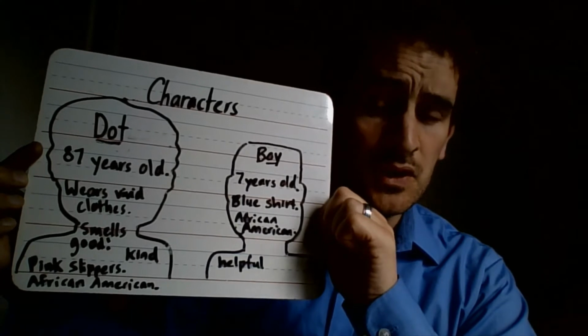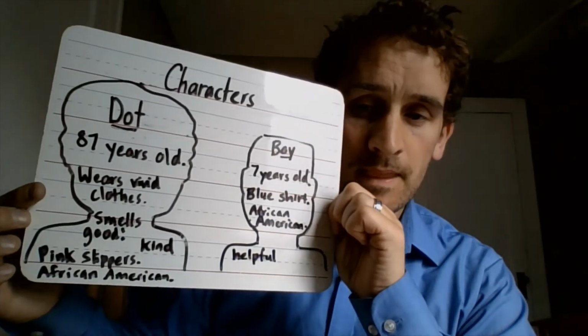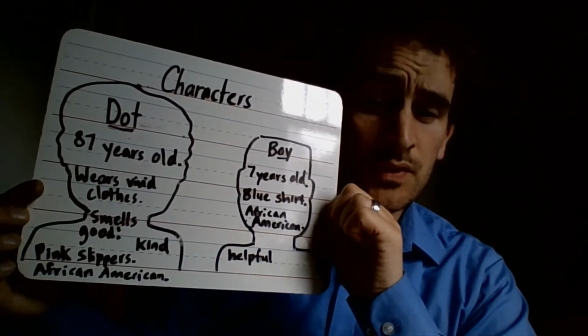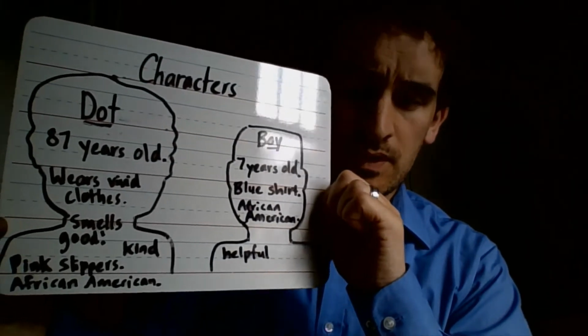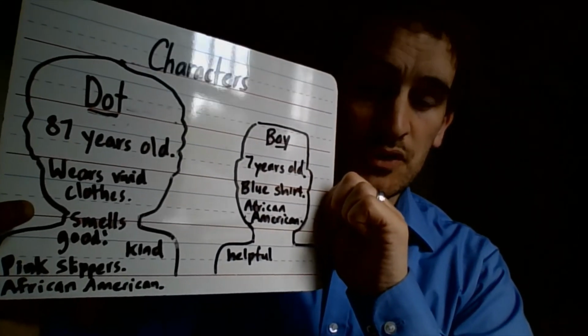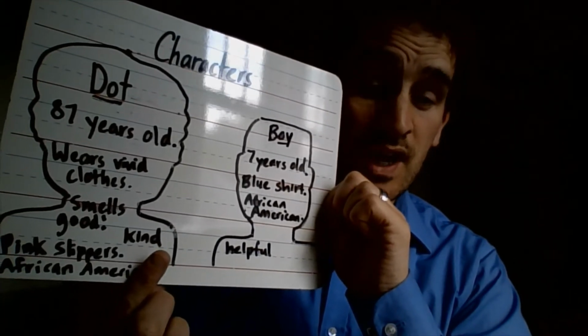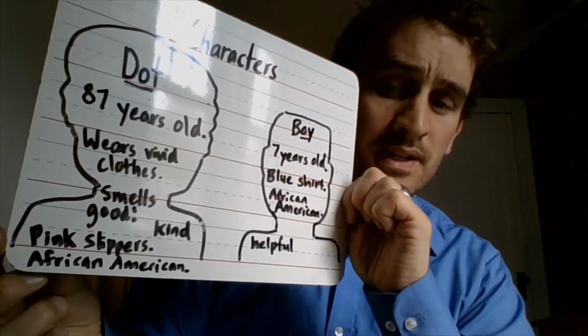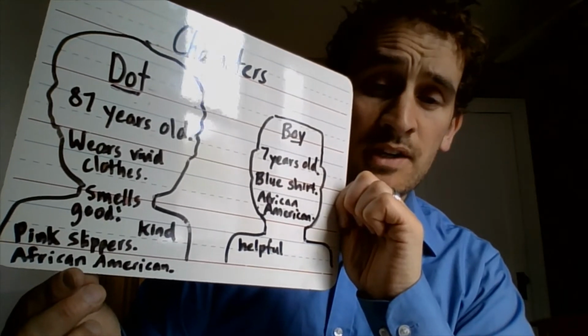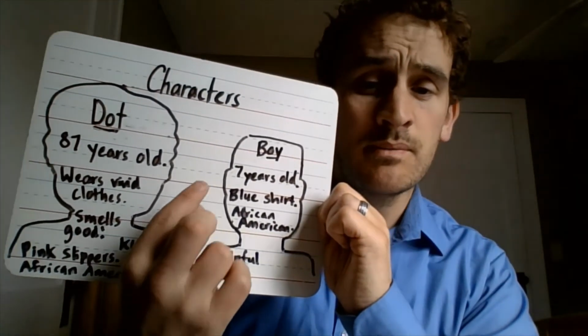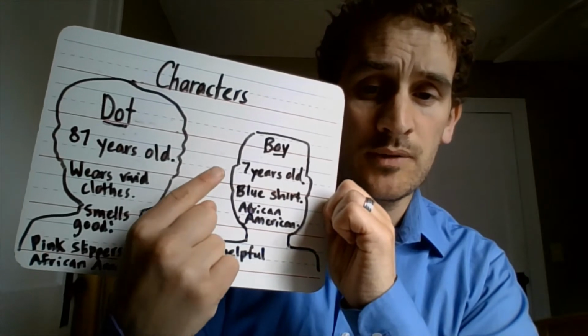She's 87 years old. She wears vivid clothes. That's true, because the grandson said that. She smells good, according to the grandson. She's kind. She wears pink slippers. They're hot pink. And she's African American. That would be something we would have to say, because that's true about her.